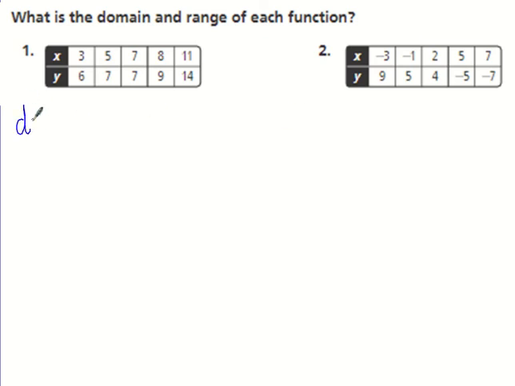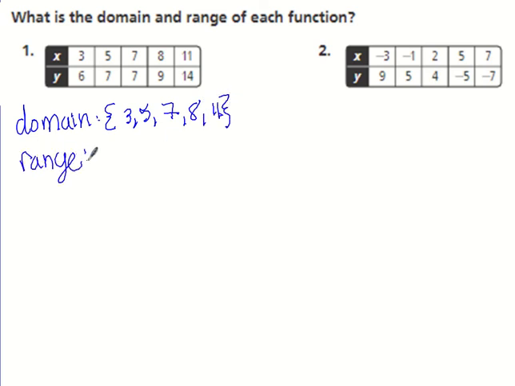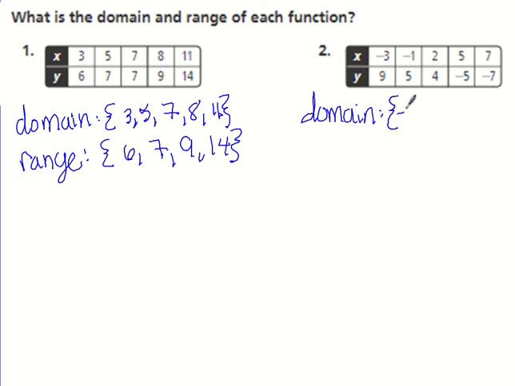All right, so our domain would have been 3, 5, 7, 8, 11. And your range should have been 6, 7, 9, 14. You should not have written the 7 twice. And then for this one, we have -3, -1, 2, 5, 7. And my range.